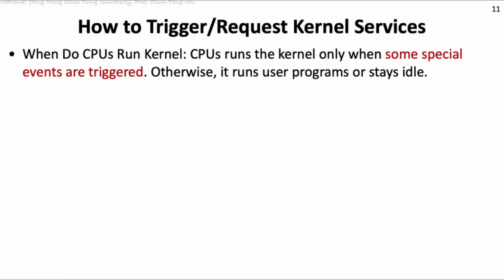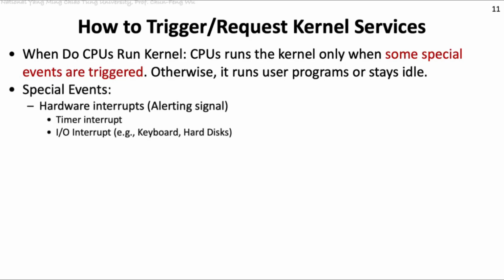Okay, so let me move on to our next question. When does the CPU run the kernel? This is also a very brief definition. The CPU runs the kernel when some special events are triggered. Otherwise, it runs user programs or stays idle.